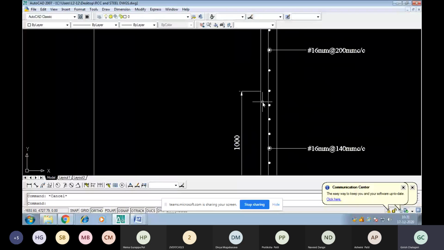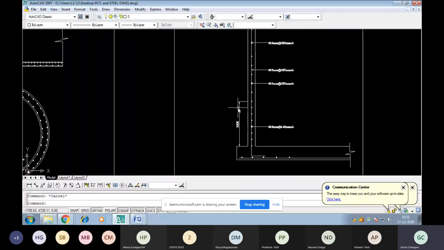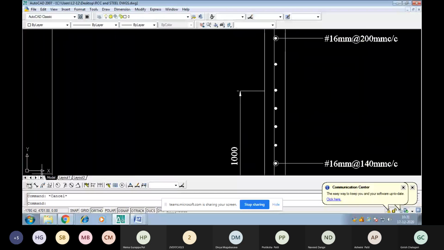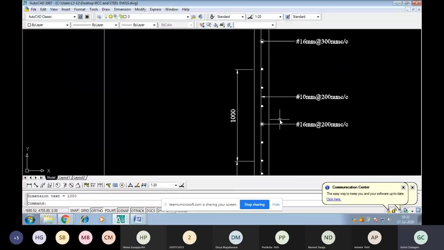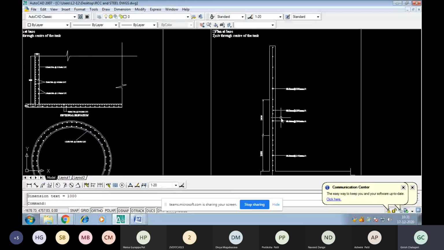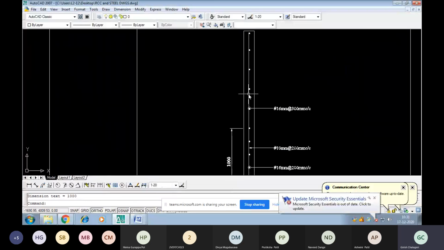1 meter here, that spacing will be 140. Further 1 meter again from here, it will be 1 meter. Again 1 meter, it will be 16 at 200. After this, there will be 3 parts. This is how we are going to show the main bars and the vertical bars. Vertical bars as well as reservoir bars are shown.